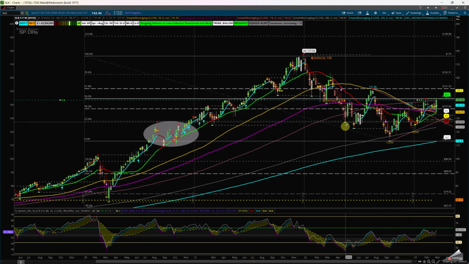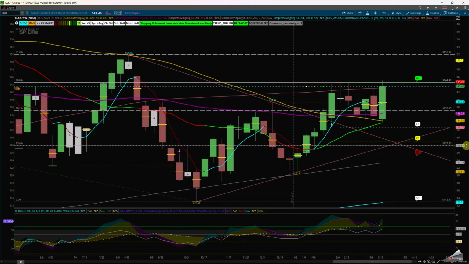Finally, we broke out. And if we zoom in here on the weekly XLK, we can find that the 50 SMA is holding us in the 18. If the 18 crosses the 50, the momentum is bullish. We stay above the 116 simple moving average to continue higher.